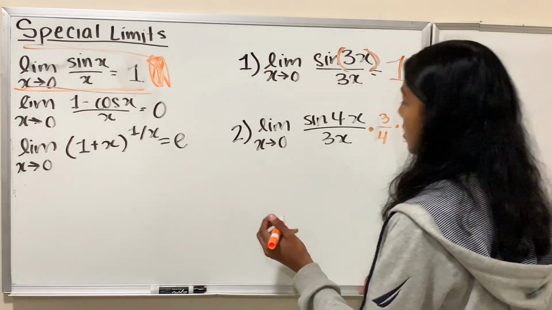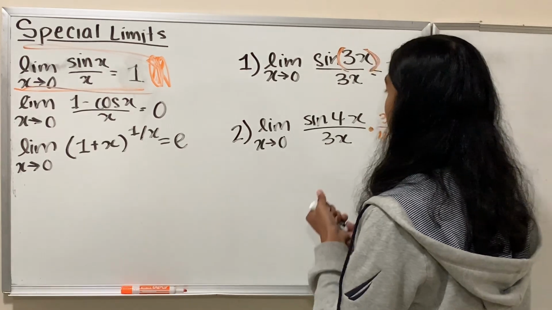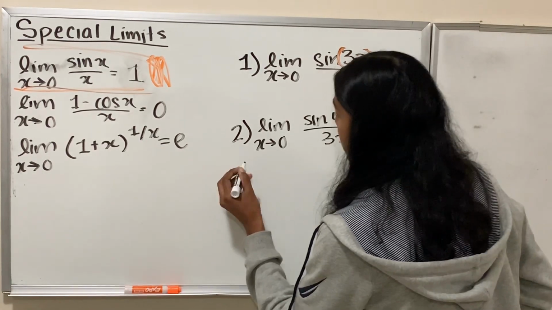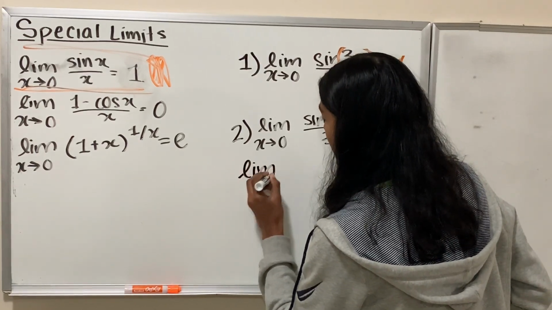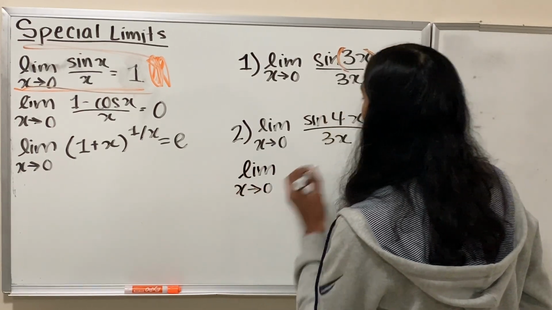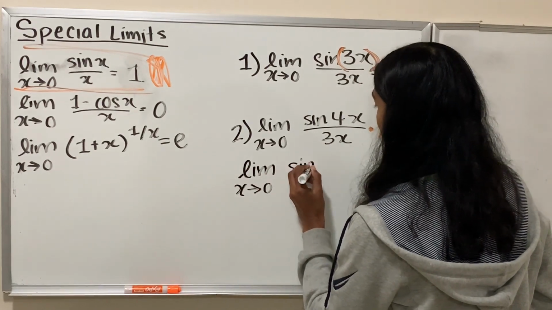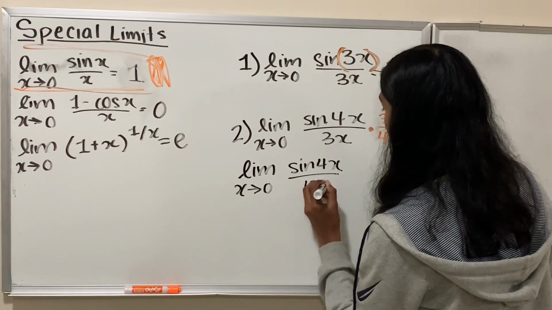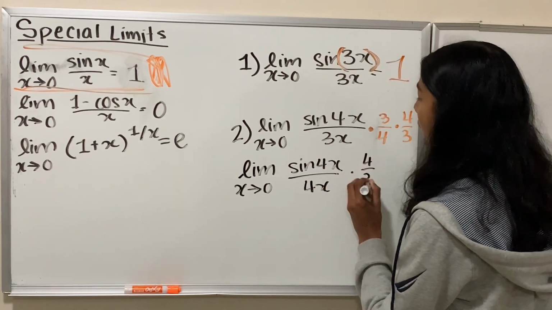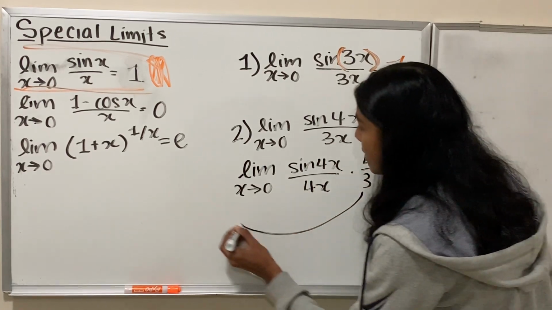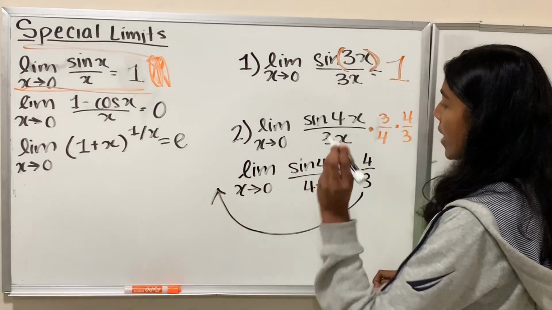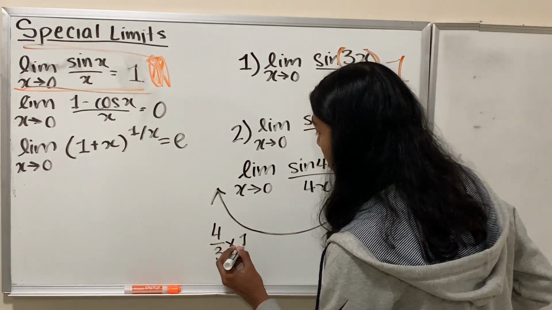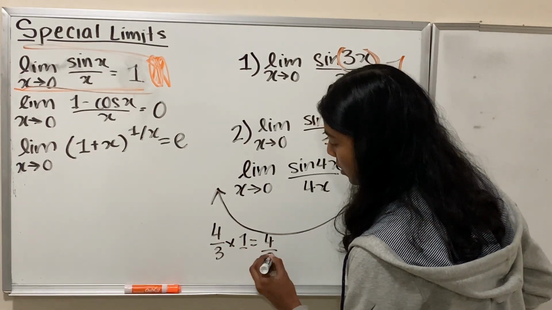So this gives us, I'm just going to write it down. This gives us the limit as x approaches 0 of sine of 4x over 4x times 4 over 3. And because of our limit rules, we can bring this on the outside. So then our answer becomes 4/3 times 1, which gives us an end result of 4/3.